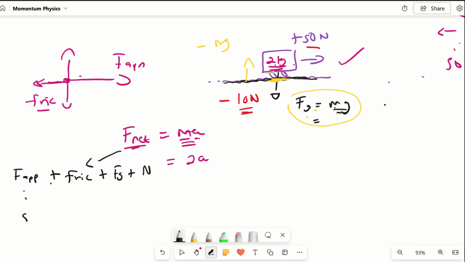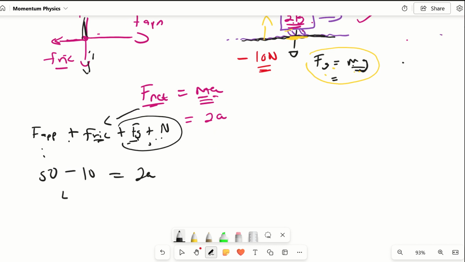Now, force applied is 50 newtons because we took the direction to the right as positive. Frictional force is negative because it's opposing. These two, you're not going to include them because they cancel each other out, basically, because they're the same. So you can just leave that out and have 2a. And then obviously this will give you 40 equal to 2a. And then we divide both sides by 2, then your acceleration will be 20 meters per second squared.